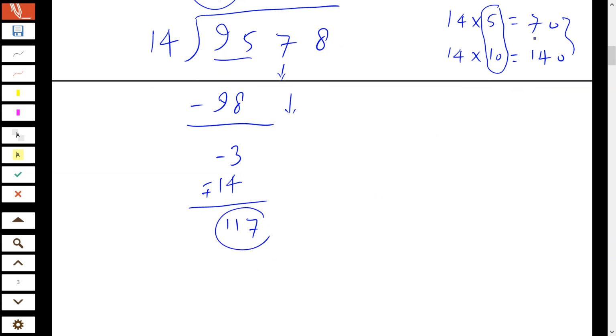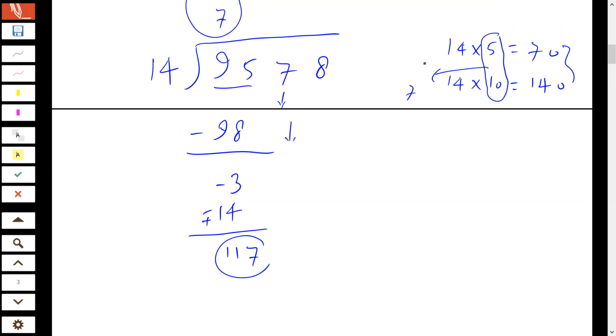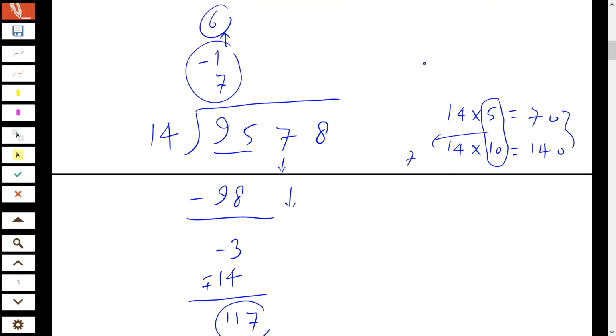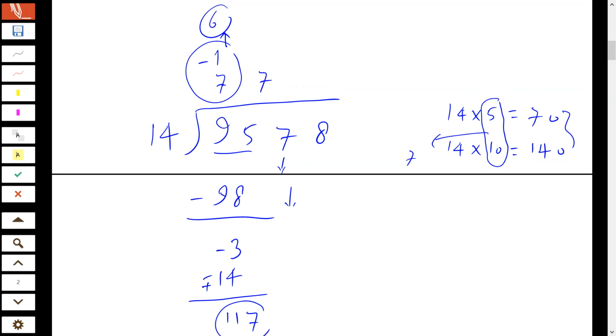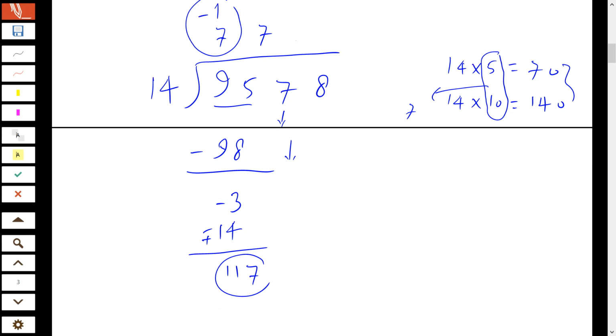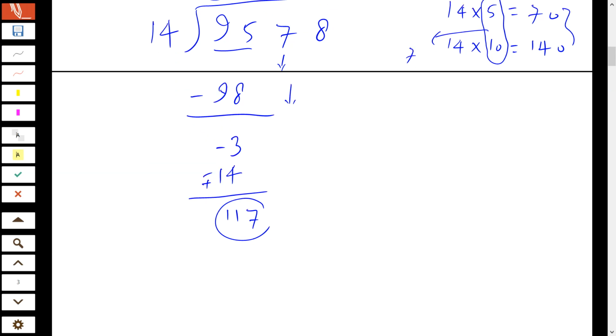Again, I think the same numbers are enough, 70 and 140. So this 117 is between 70 and 140. So the number I try should be between 5 and 10. So I will again try with 7. Of course, 7 is not the best number, but at least it's easy, because we already used it. So you don't need to rework your calculation. We know 14 times 7 is 98. So we use the same result.